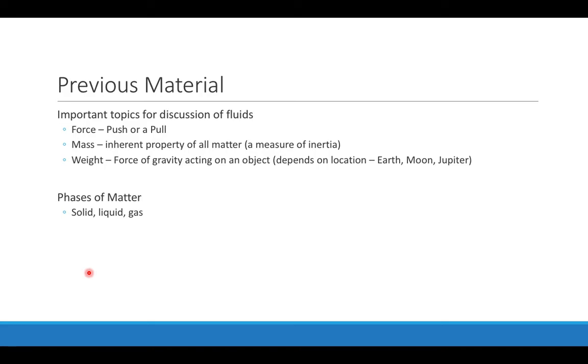Mass is also going to be an important property that we talk about again, and mass, of course, is just an inherent property of all matter, and it's just a measure of how much matter we actually have. It's also a measure of an object's inertia, and of course inertia is the tendency of an object to want to remain in the state of motion that it's in. So more mass means that an object has more inertia, has more tendency to remain in the state that it's in. And then the other topic that we're going to have to use again is weight.